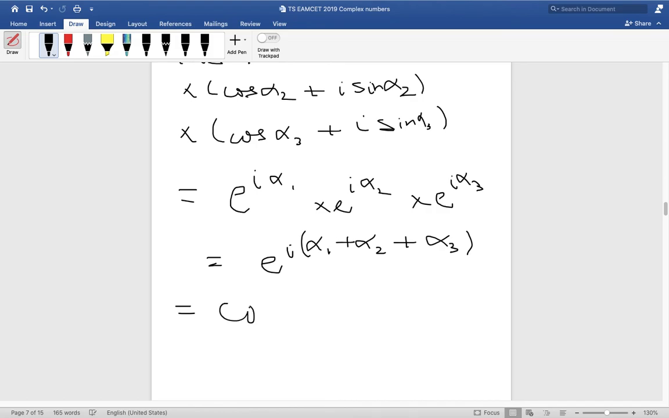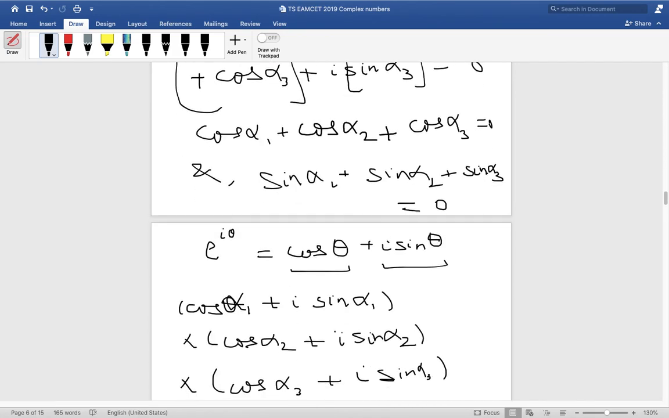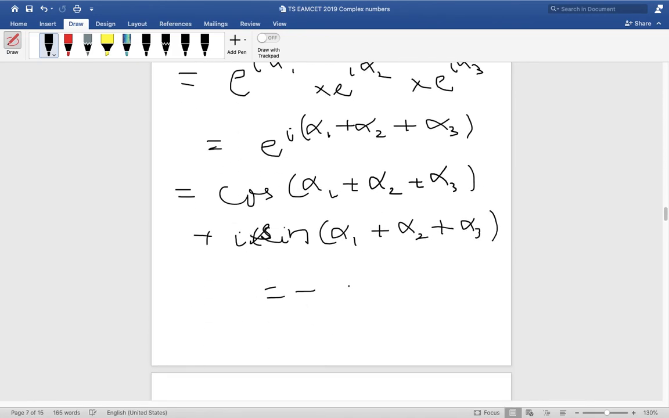Now I can write it as cos of alpha 1 plus alpha 2 plus alpha 3 plus iota sine of alpha 1 plus alpha 2 plus alpha 3. Now this was given equal to minus c. What I wanted to say is that c was a real number, otherwise this would be really difficult to solve, right? We will not be able to solve this problem if c was not real, or it would be much more effort which couldn't be done in 1 or 2 minutes. So if this is a real number, then this has to be 0.